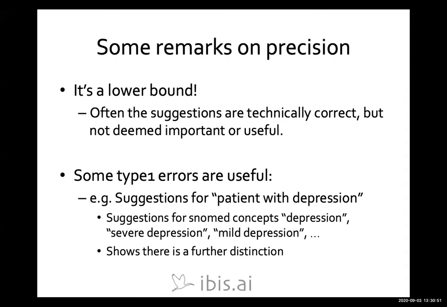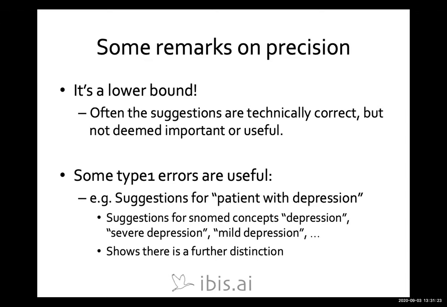This is the last slide, by the way. Some remarks on that precision. It's a lower bound, because very often the suggestions are correct in a SNOMED or machine learning sense, but not very important. For example, if you have something like hospital admission, there's a SNOMED concept for it, but it's almost never useful for the medical history. So it's very often just ignored, while this is counted as a precision error.